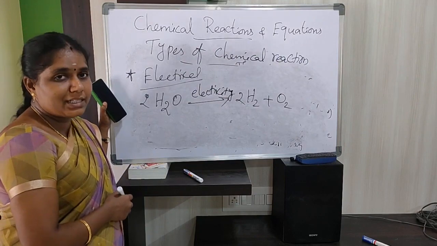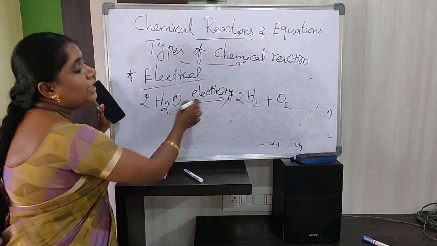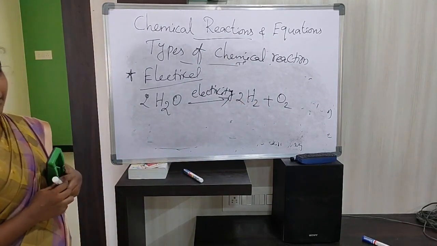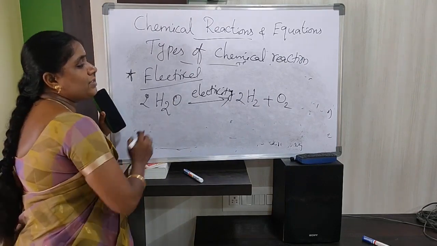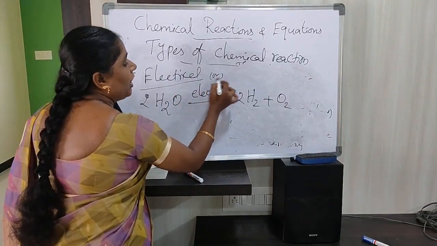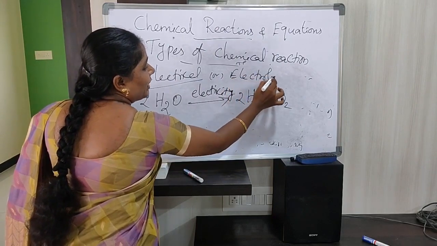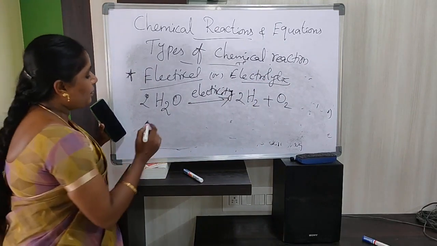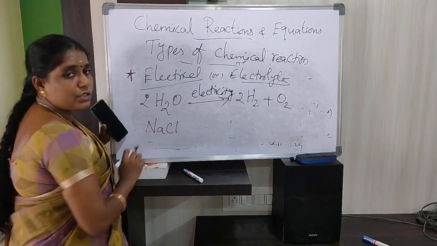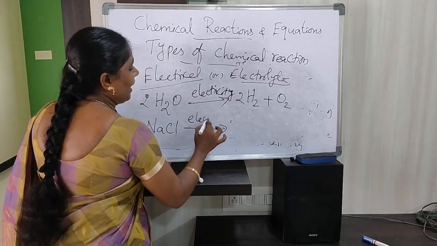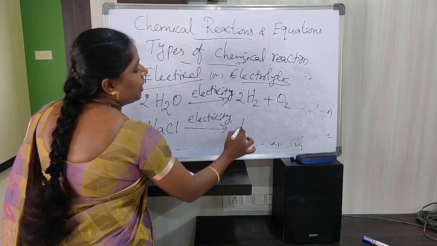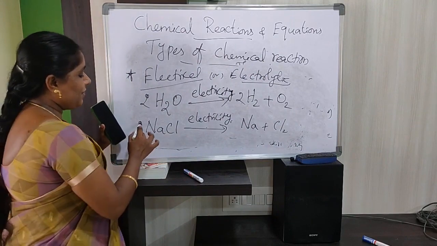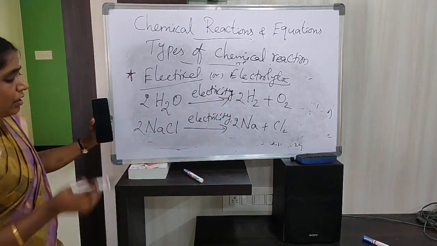So, during this electrolysis of water, water decomposes to form hydrogen and oxygen. So, this is one of the decomposition processes. This type of decomposition reaction is called electrical decomposition or electrolytic decomposition. Then one more example I will give you, that is NaCl, sodium chloride. In presence of electricity, sodium chloride splits to form sodium and chlorine.